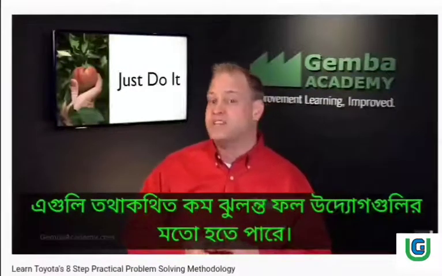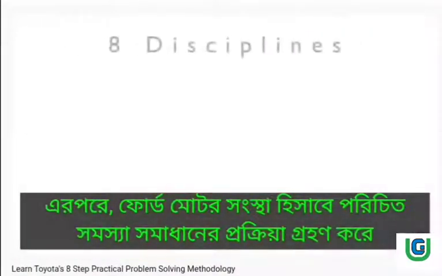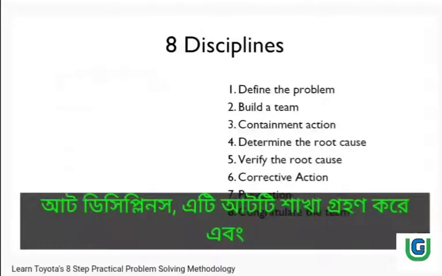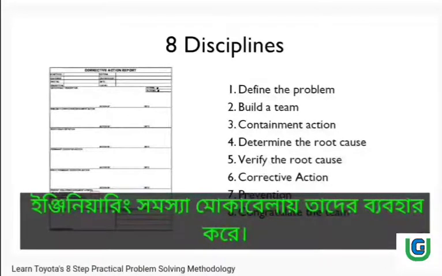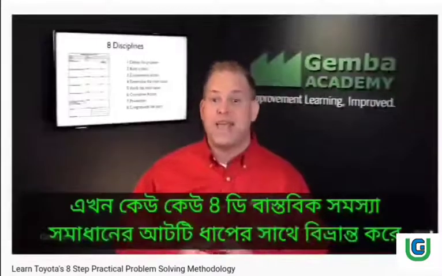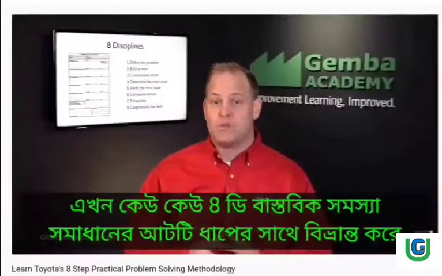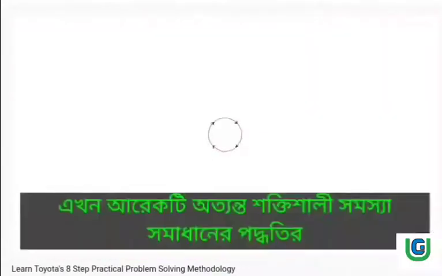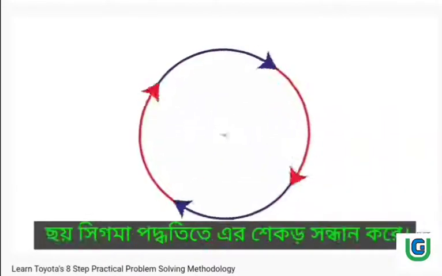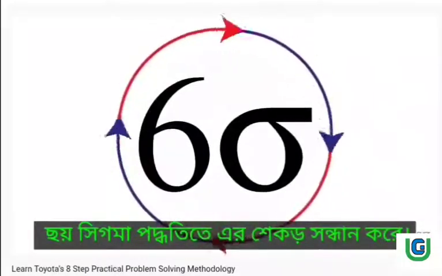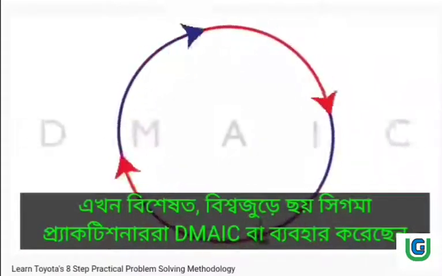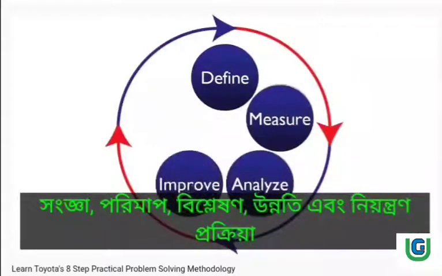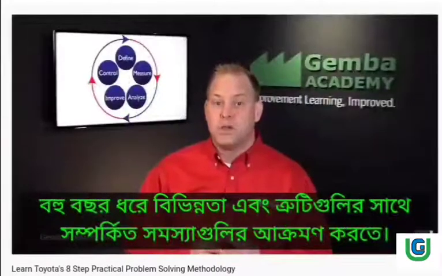Next, Ford Motor Company adopted a problem-solving process known as 8 Disciplines, or 8D, which uses 8 disciplines to tackle engineering problems. Some actually confuse 8D with the 8 steps of practical problem solving, and while they do share some similarities, they are different. Another extremely powerful problem-solving approach finds its roots in the Six Sigma methodology. Specifically, Six Sigma practitioners around the world have used the DMAIC, or define, measure, analyze, improve, and control process to attack problems associated with variation and defects for many years.